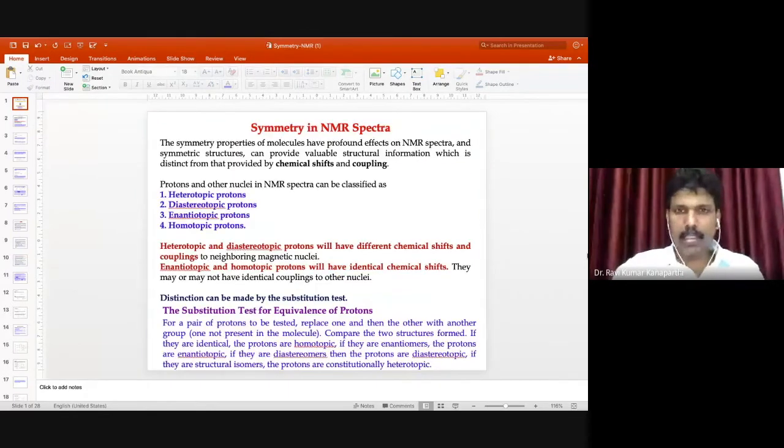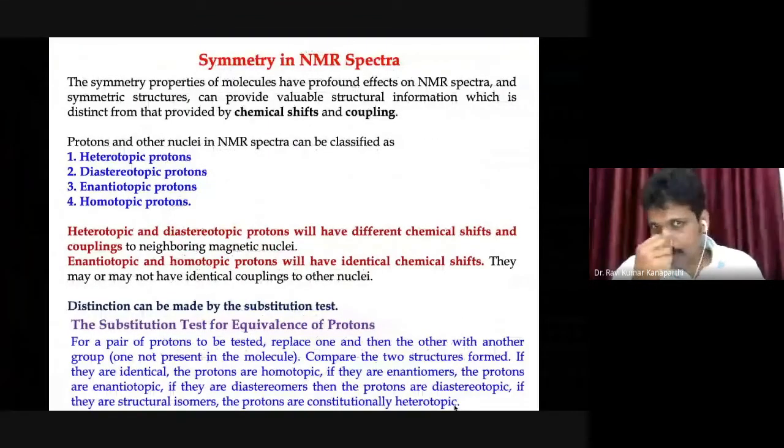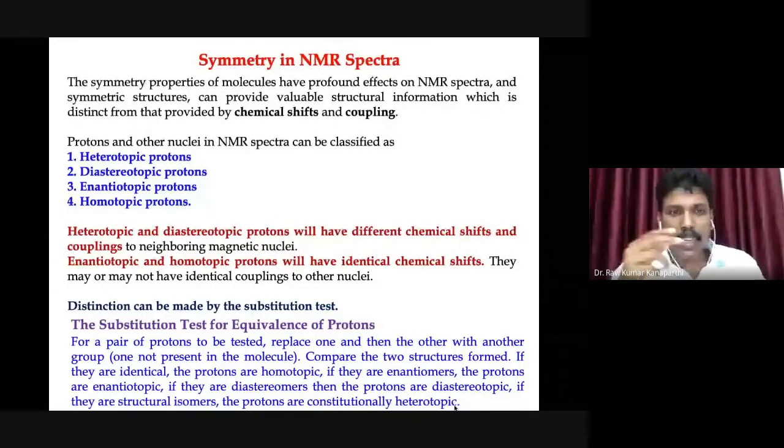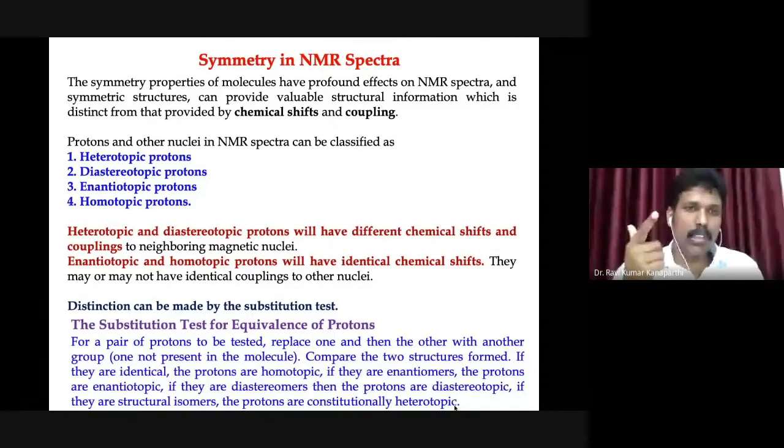As I mentioned, I am going to touch very briefly on symmetry. Symmetry has a lot of importance in NMR spectra. The protons or other nuclei can be classified as heterotopic, homotopic, enantiotopic, and diastereotopic. So there are four different types of protons that we can encounter in any given molecule. One is homotopic, another is heterotopic, and then diastereotopic and also enantiotopic.